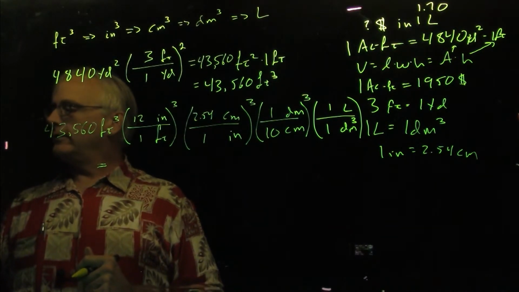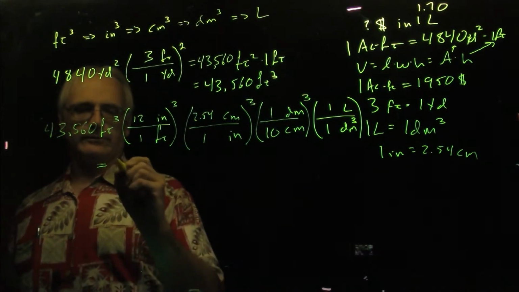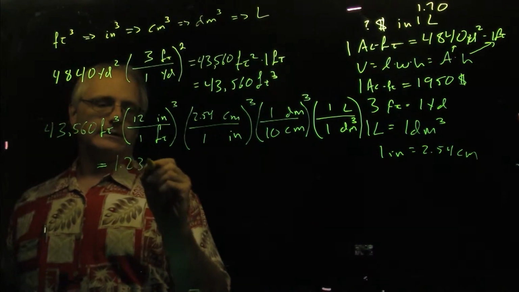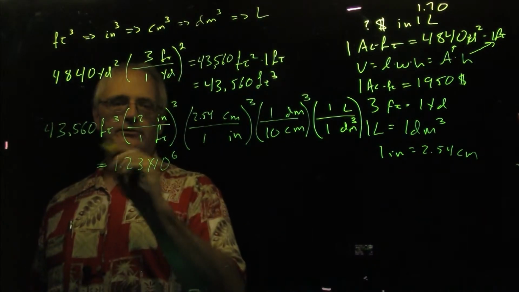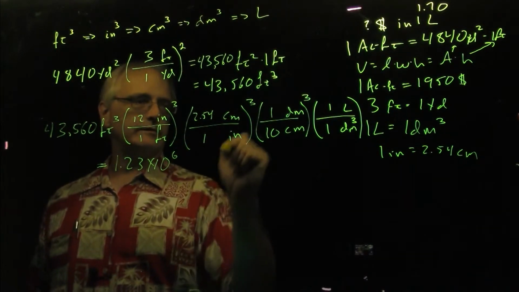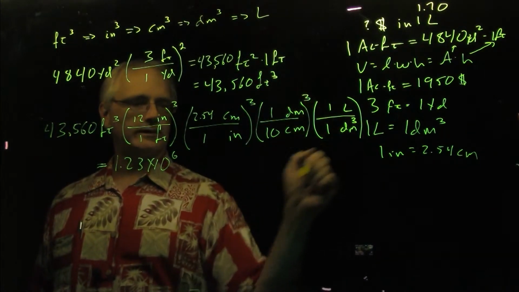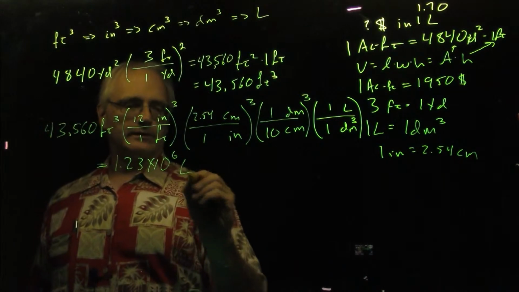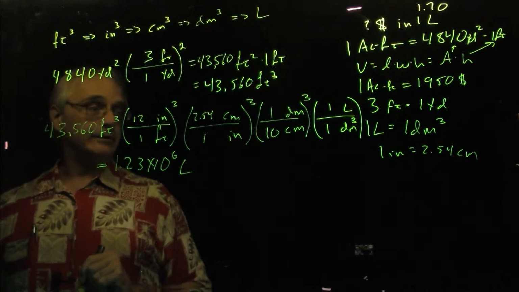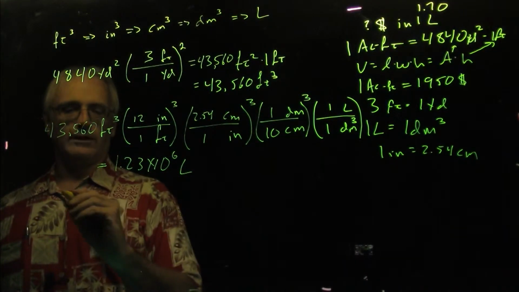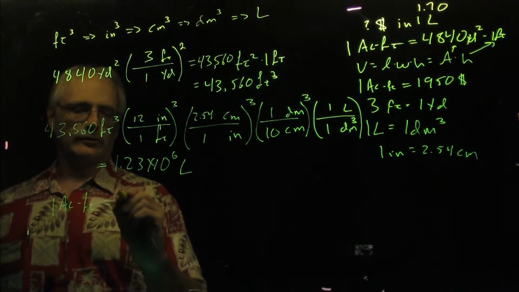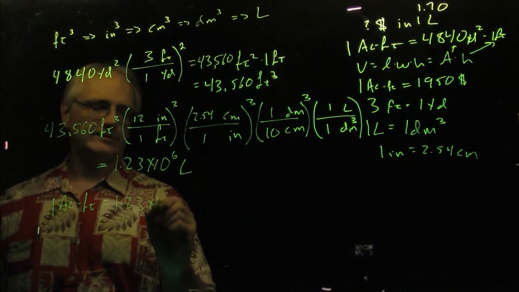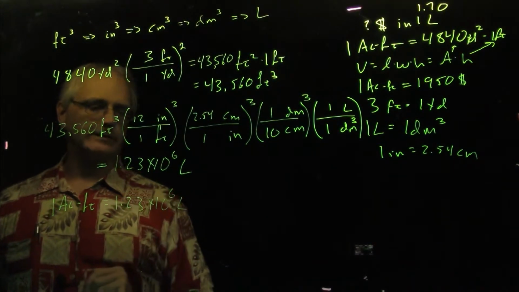And I hope I come out with, there it is, 1.23 times 10 to the 6th. And the only unit left standing, cubic feet are gone, cubic inches gone, cubic centimeters gone, cubic decimeters gone, is liters. Okay? So there's our conversion factor. 1 acre foot of water equals 1.23 times 10 to the 6th liters.